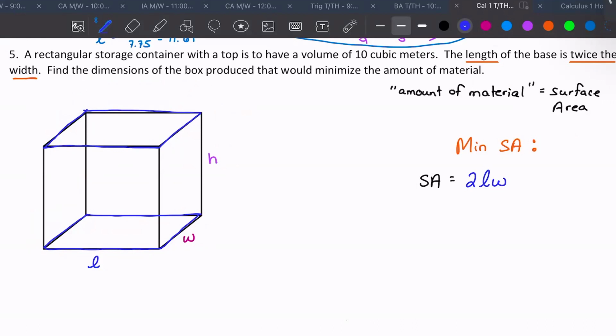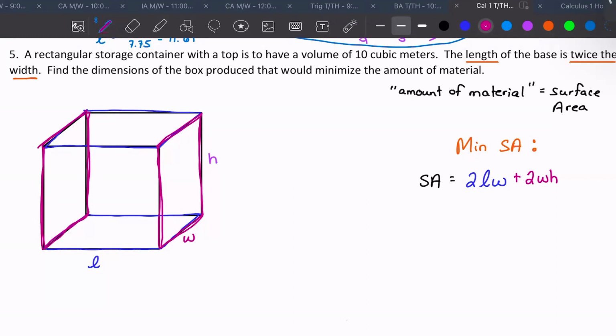Okay, let's do the sides of my box. This side would be the same as that side, right? And what are the dimensions of that? Width times height. And there's also 2 of those, right? I have 2 sides in my box. So that would be plus 2 times W times H.